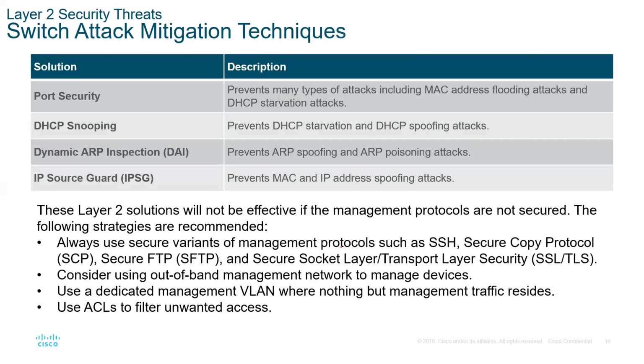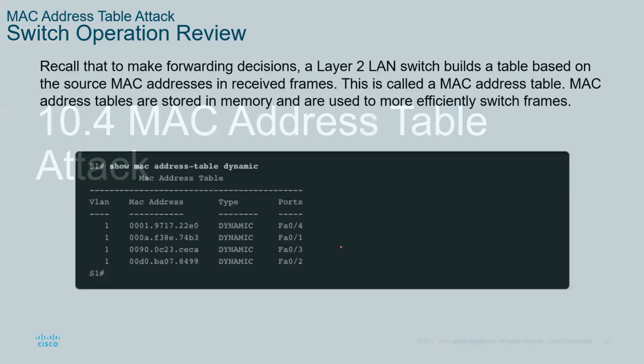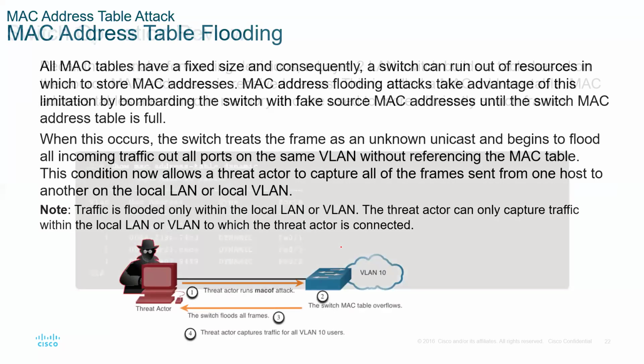Mitigation. Mitigation with port security, 802.1x, DHCP snooping, DAI, IP source guard. Those are some of the ways we can mitigate those attacks. I'm avoiding getting into these issues because I think in the following slides, we'll discuss them in detail.